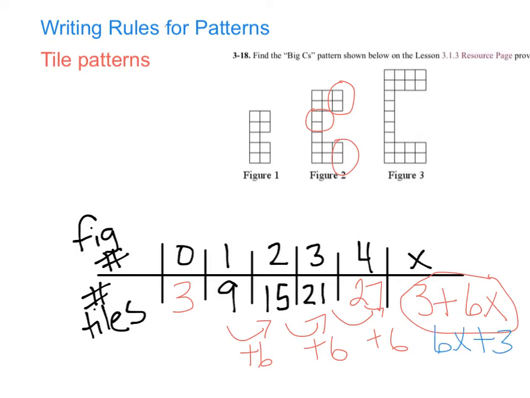So let's test this. For figure 4, if I take 6 times 4 and add 3, do I get 27? I do. For figure 3, if I take 6 times 3 and add 3, do I get 21? Yes, I do. So this is a way that you can figure out the pattern geometrically using the tiles up here, and then using algebra to represent how that pattern grows. So it starts at 3 and it adds 6 every time.